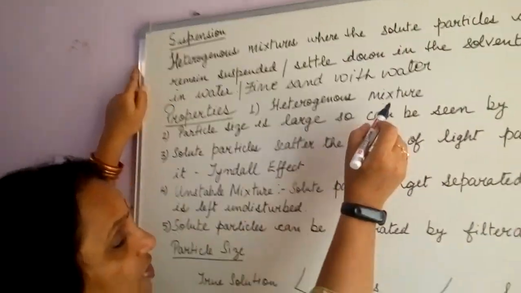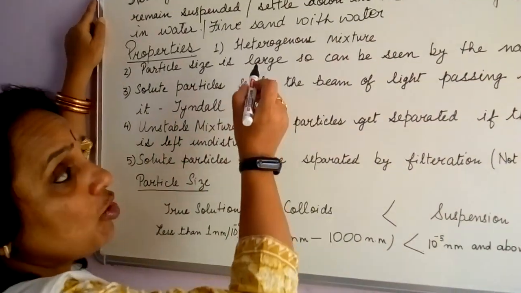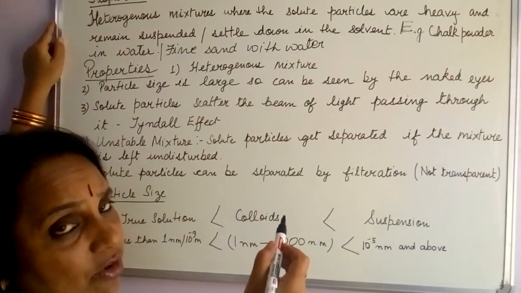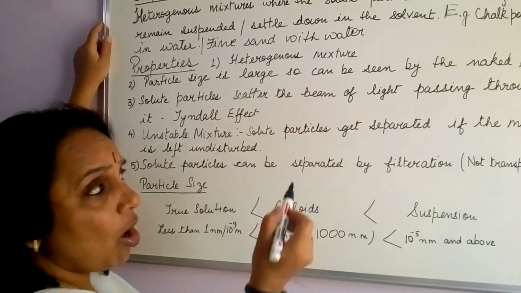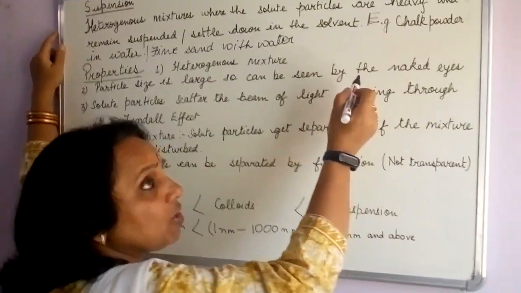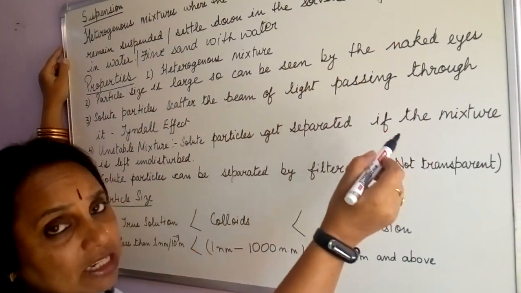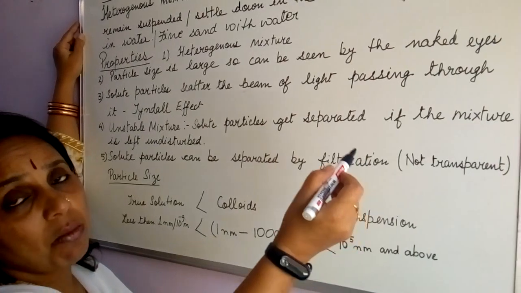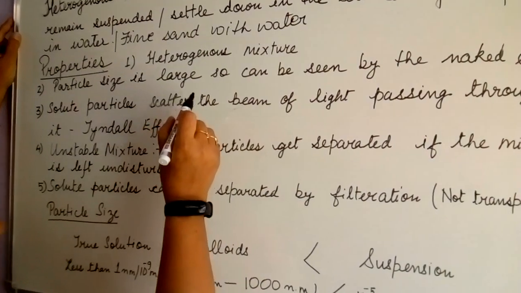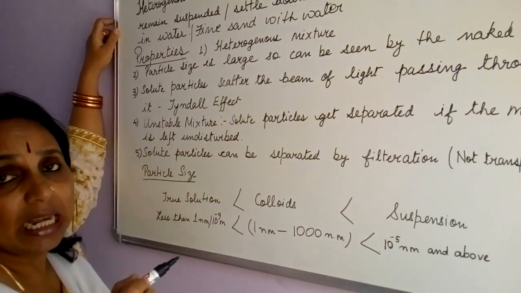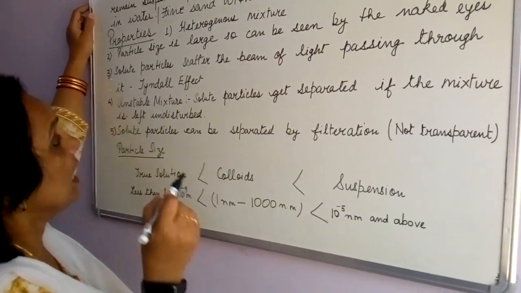The first property we have already studied. The mixture is heterogeneous in nature. That means it doesn't have a uniform composition and uniform appearance. Why is the composition and appearance non-uniform? Because the particle size of the solute is large and it gradually settles down. So this can never give a uniform appearance and composition. Next, the particle size is so large that we can see it with the naked eye. The particle size is large enough, so it is very well visible to our naked eyes.